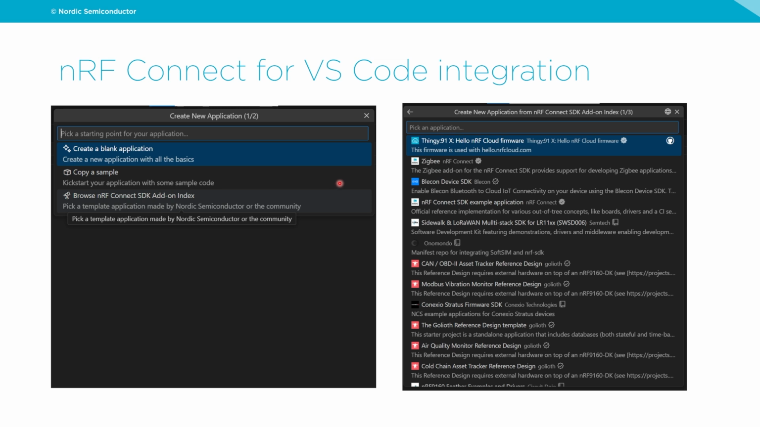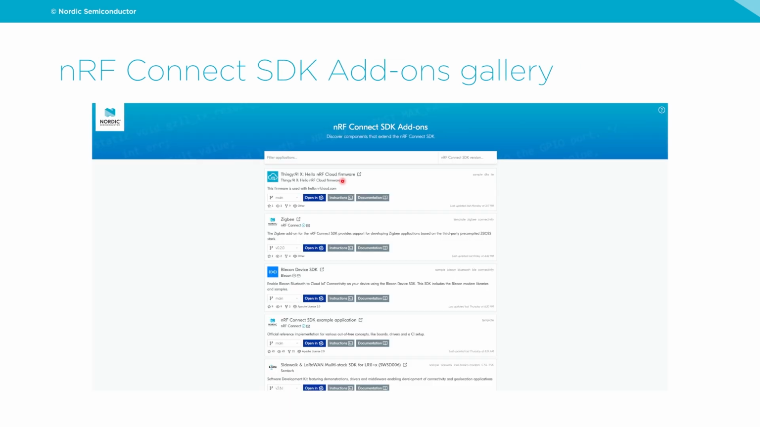So this is how you get access to the add-ons through nRF Connect for VS Code. But if you just want to browse and see what's available, you can go to that page linked on the slide, and you will see the list here. So it's the same list as you can see here, Thingy:91 X at the top, Zigbee, and so on. So these are the two ways of doing that.